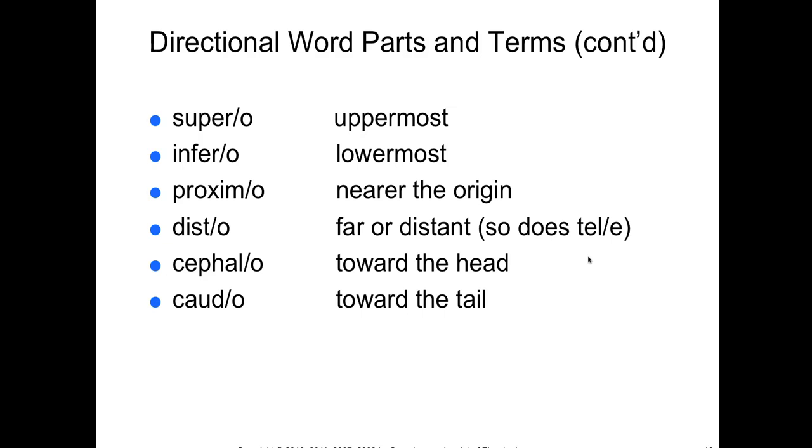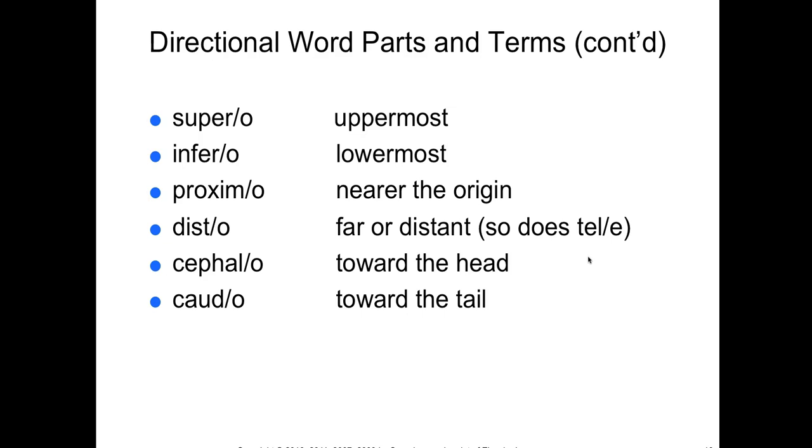Now, these next two terms, proximo and disto, get a little confusing. We pick an origin. So let's say if we're talking about the esophagus or the intestines, the origin would be the starting point of where food would go in from. Or if we're talking about a body limb, like your upper extremity, the origin there would be the shoulder. So we would use the word proximal there.